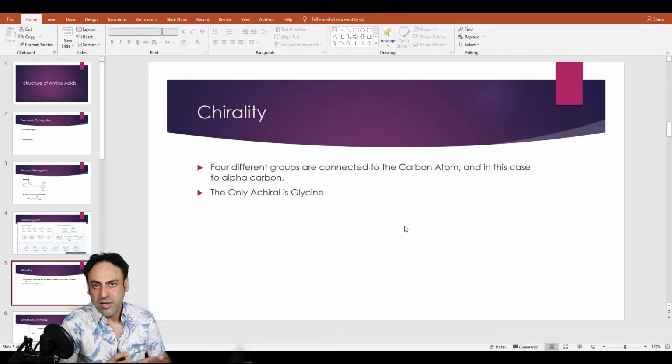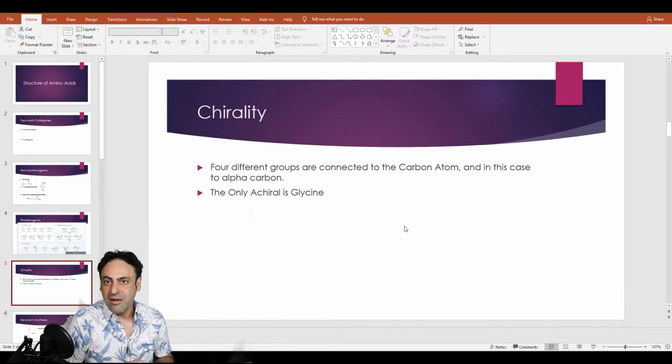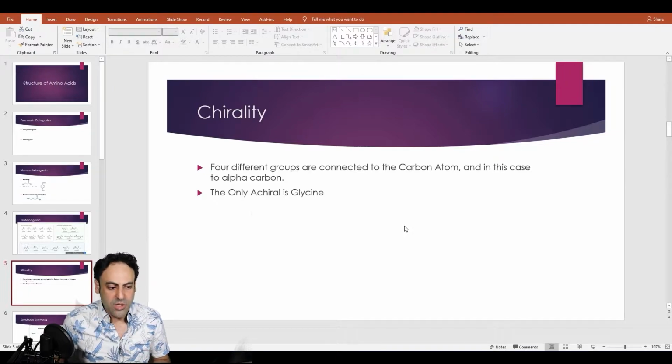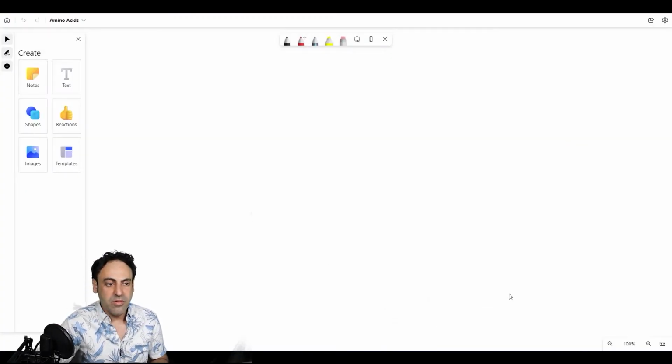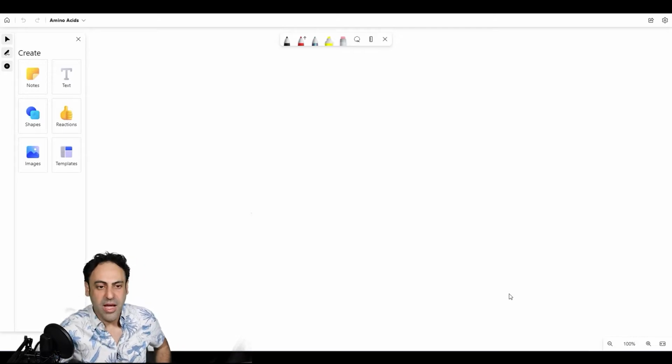Probably some of you are getting confused with these kinds of terms, achiral or chiral, or probably with this alpha carbon and everything like that. So in order to understand, we're going to pause the presentation here and go to the whiteboard, the main part where we're actually going to start drawing the structure of the amino acids.